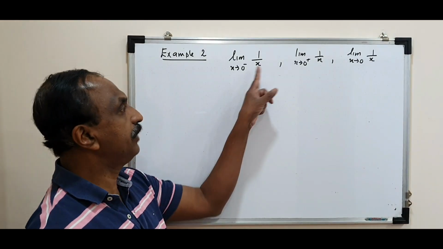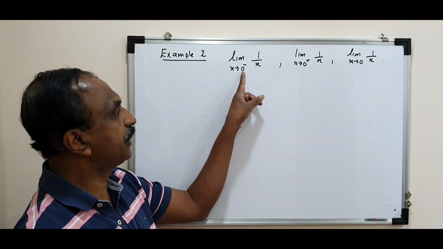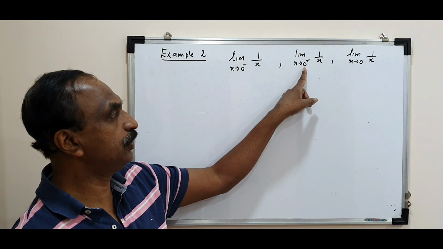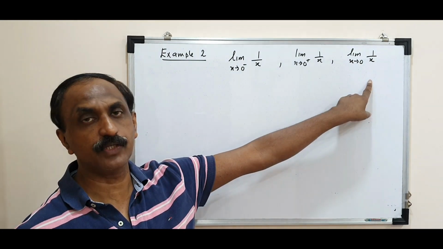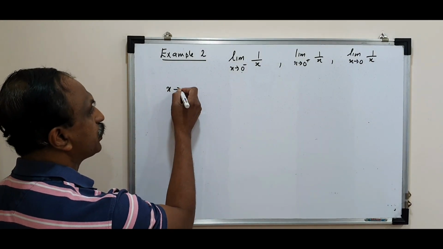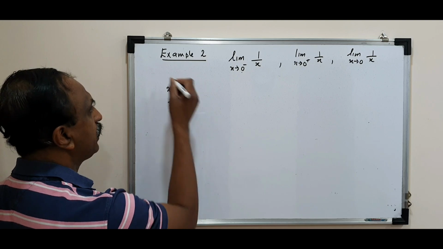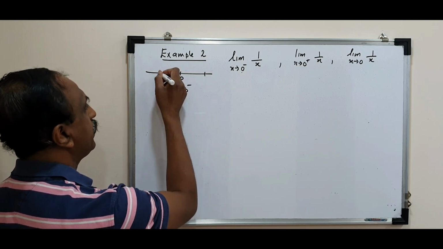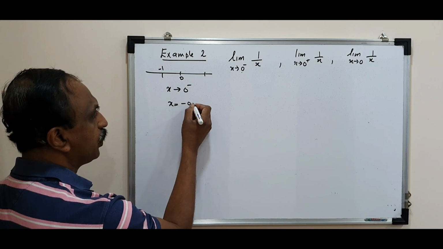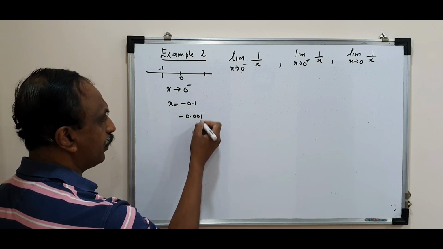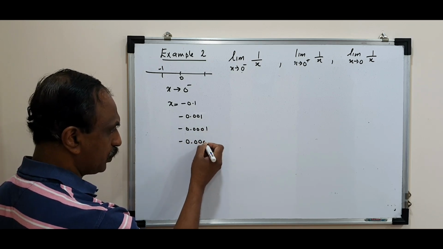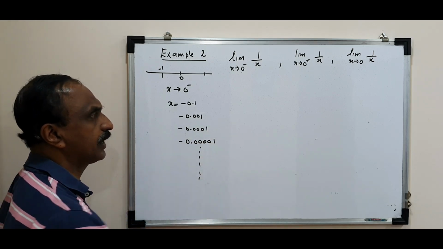Look at the left hand limit of x tending to 0, 1 by x, and the right hand limit of x tending to 0, 1 by x. And the limit of the function 1 by x. So what is the meaning of x tending to 0 minus? The x values are, this is a number line, 0 here, 1 here and minus 1 here. Which means x value is minus 0.1, minus 0.01, minus 0.0001, minus 0.00001, like this. X value goes on like this.